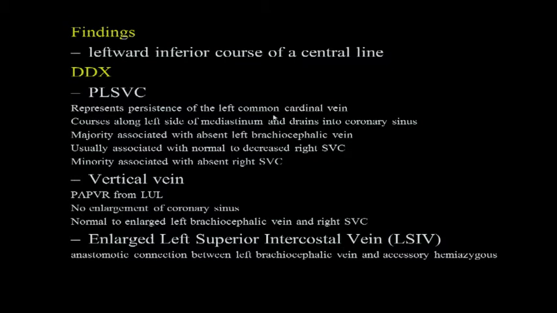Other veins that this could be in: this could be a vertical vein. A vertical vein is not normal unless it is associated with partial anomalous pulmonary venous connection from the left upper lobe. There is no enlargement of the coronary sinus, with a normal to enlarged left brachiocephalic vein and right SVC. And the third it could be in is the enlarged left superior intercostal vein.